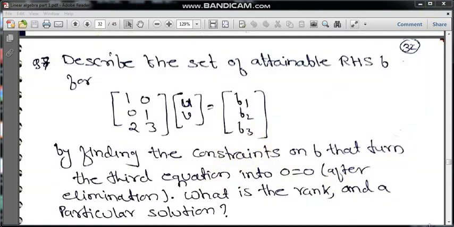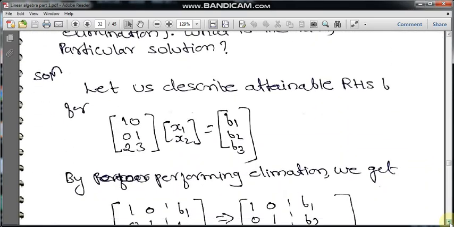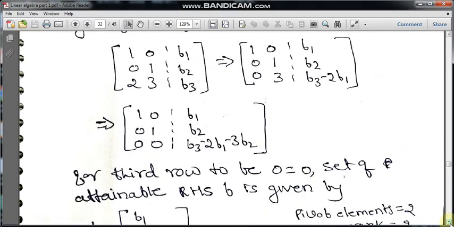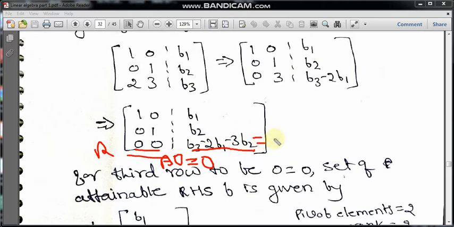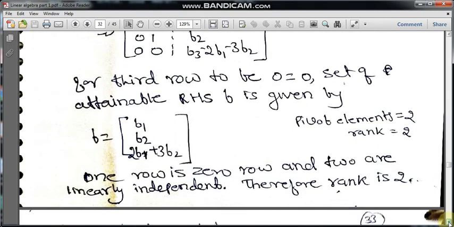So here you can see we have solved the problem from A to U. We have U, and it is nothing but equal to R also. R and U are equal. So you can see A into 0 has to be equal to 0. So what will this be? This has to be equal to 0. That means b3 equals 2 times b1 plus 3 times b2. If this is satisfied, then we will have an attainable solution. So that was asked in the problem.